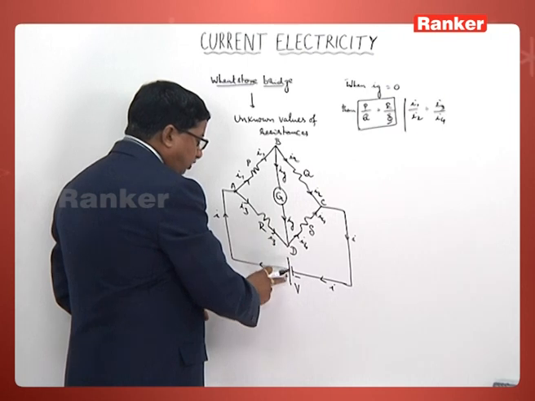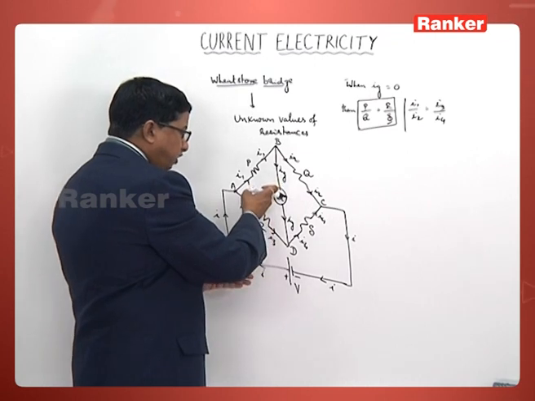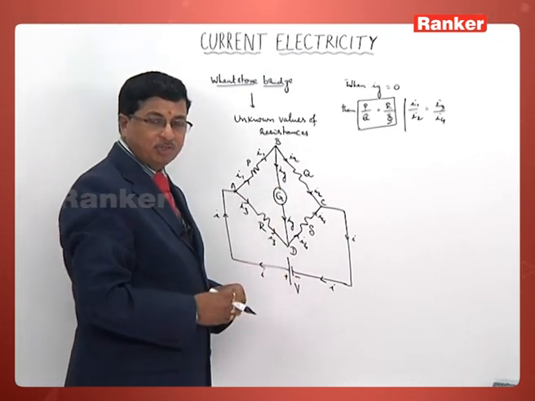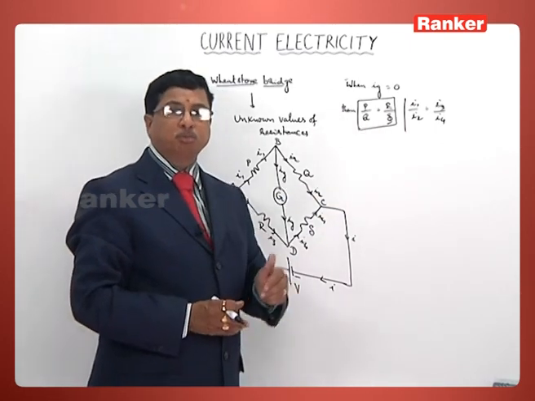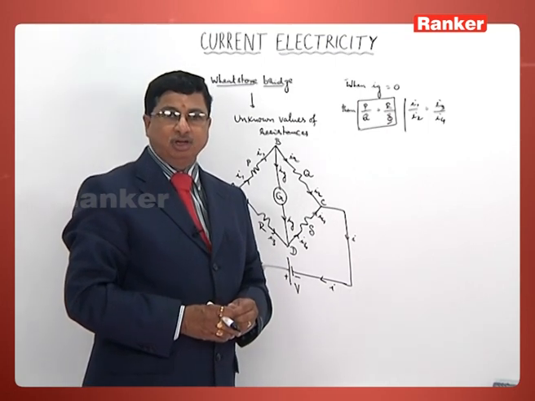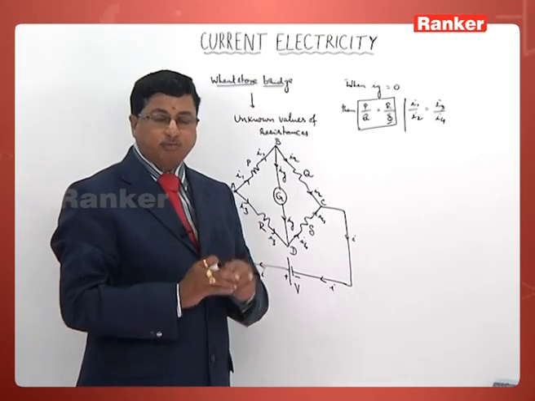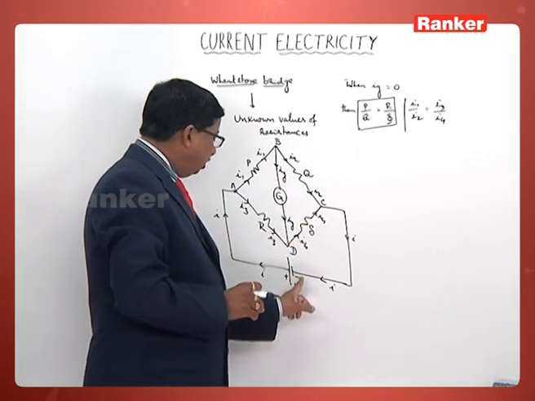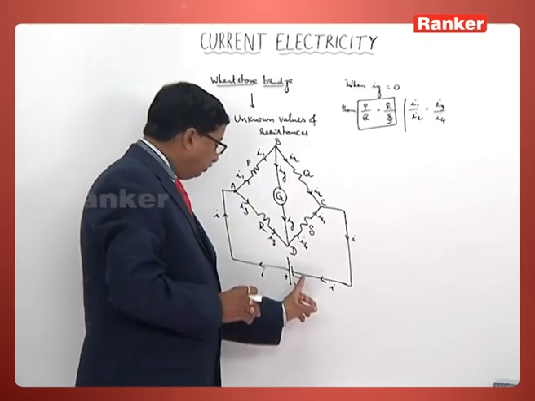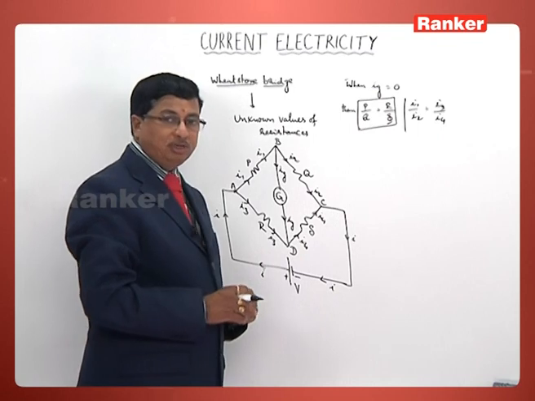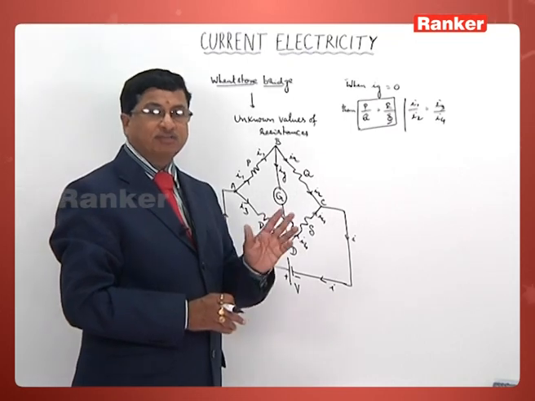Now what is the only theoretical point you have to remember here? When we interchange the galvanometer and this cell, will there be any change in the balancing condition of Wheatstone bridge? That's the question. The answer is there will be absolutely no change. Even if we interchange the galvanometer and the source of potential difference, that is the cell, in their positions, there will not be any change as far as the balancing condition is concerned.